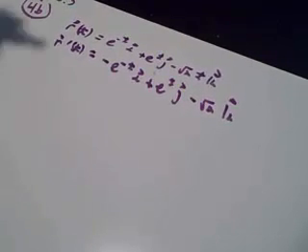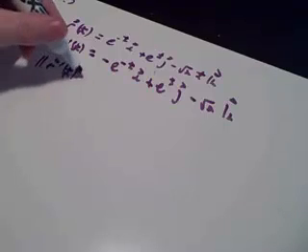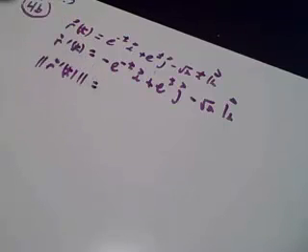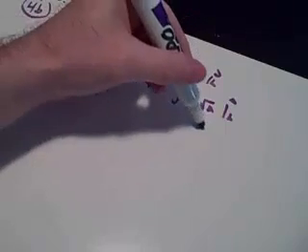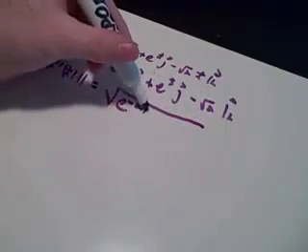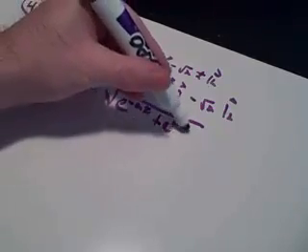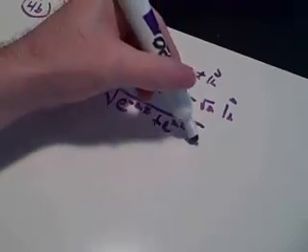We also need the magnitude of r prime. So the magnitude of r prime is equal to the square root of e to the negative 2t plus e to the 2t plus 2.